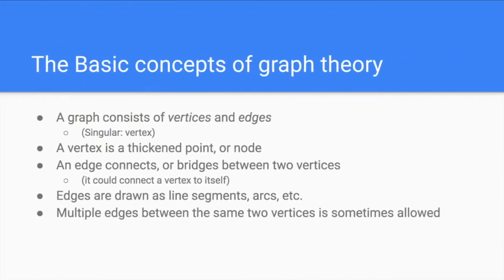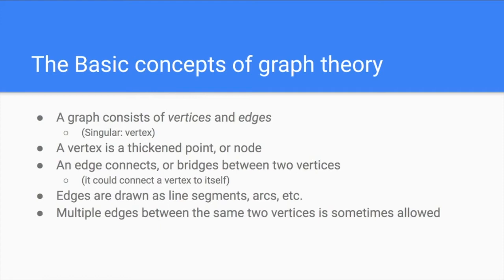Okay, basic concepts of graph theory. A graph consists of vertices and edges, and we'll define what those are here in a minute. The singular for vertices is vertex. We know that word from when we were talking about parabolas in algebra. And I think vertices exist in ellipses too. So anyway, a vertex is a thickened point or node. And I just said we would define that. So those big points, those are vertices, or a vertex in singular.